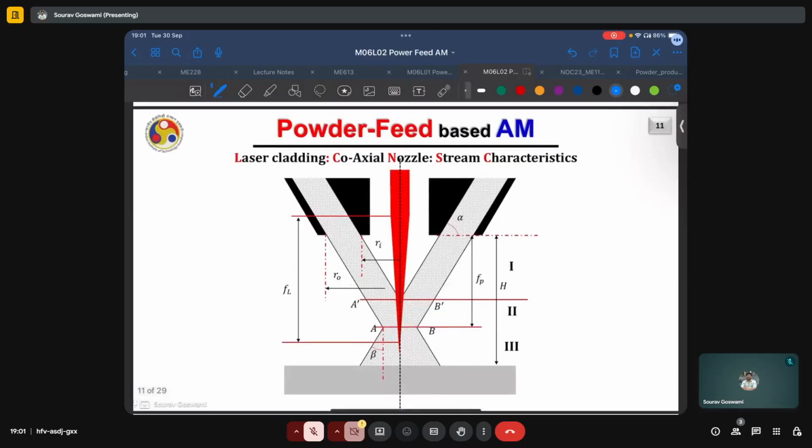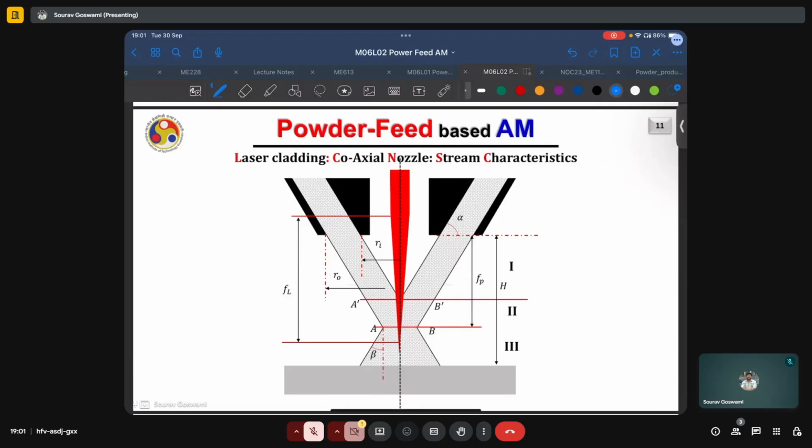Now, as we have discussed before, the interaction of the stream of metal particles with the laser will be different depending on the region of interaction. And here they have been divided into three regions, 1, 2, and 3. In region 1, the stream of powder particle, if we look at the cross section, will still have an annular shape and will not interact with the laser at all.